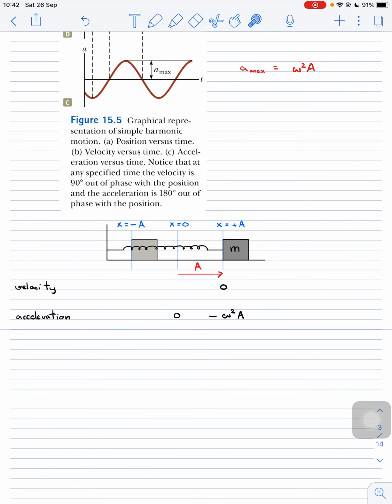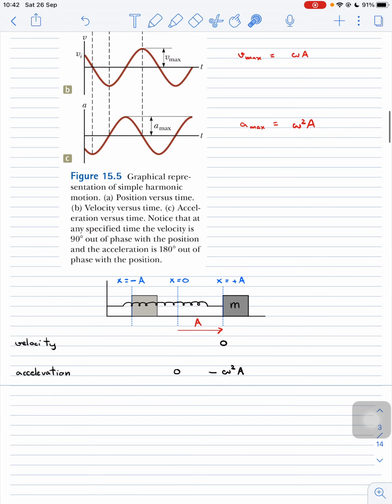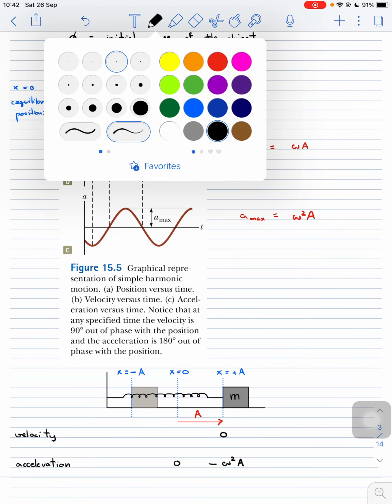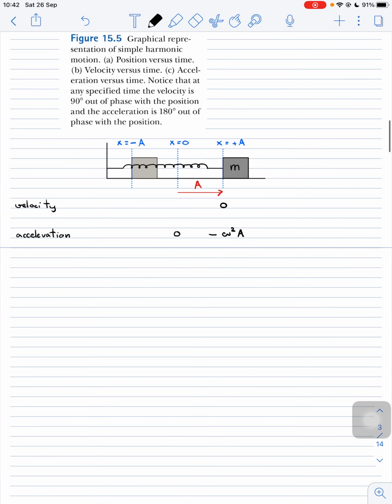How about the velocity? The velocity at this position, when x equals 0, must be the maximum value. So we can get that the velocity is equal to omega times A. But now I want to put the plus and minus sign in this case. The minus sign means that the object goes to the left-hand side, and the plus sign means that the object goes to the right-hand side.